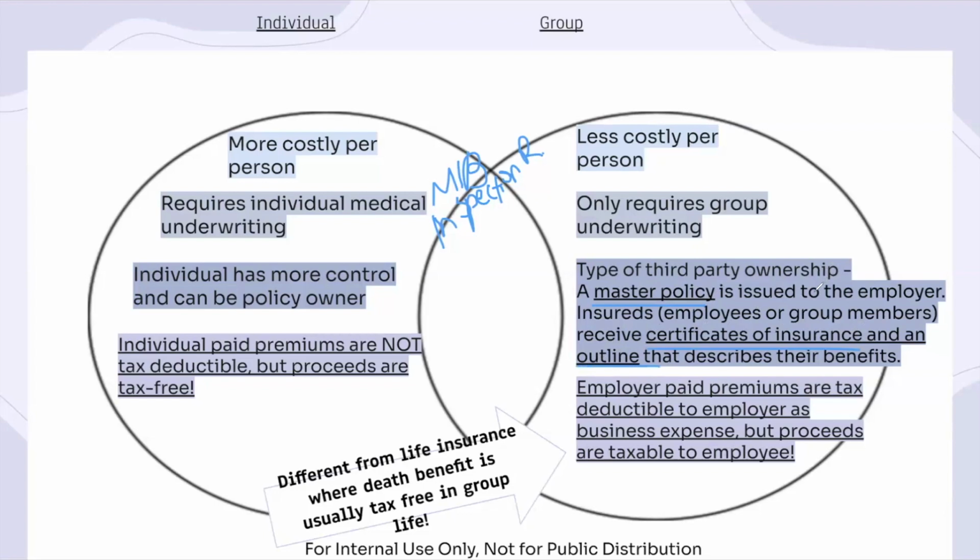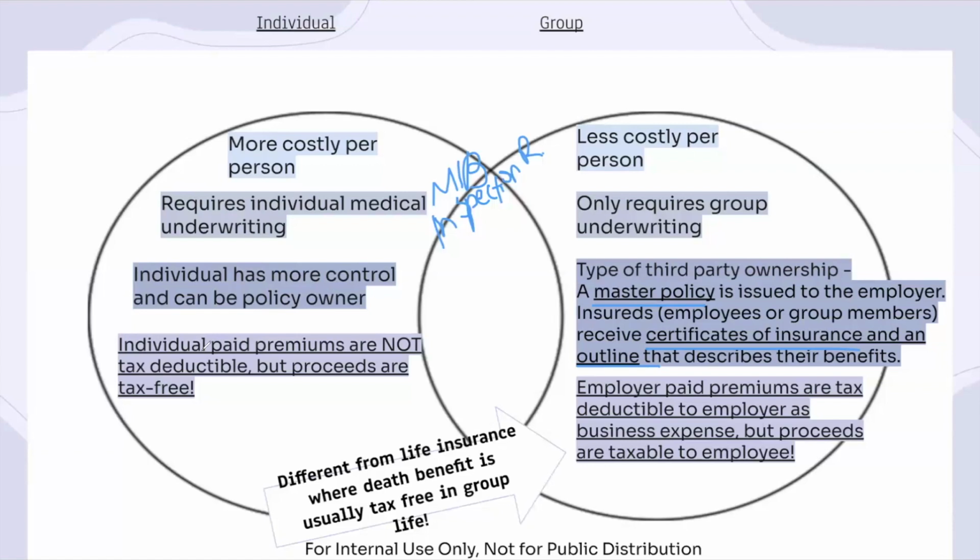Okay. Now, here's the thing that we want to take note. In individual policies, individually paid premiums are not tax deductible, but proceeds are tax-free. So we focused a lot on taxation earlier, and we took a look at how we don't get a tax deduction for premiums, so the total taxable income isn't reduced, but proceeds are tax-free.